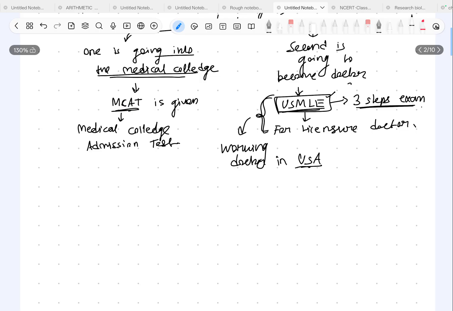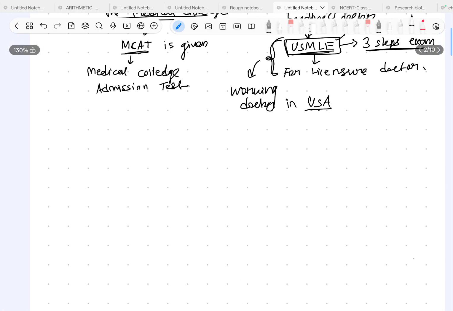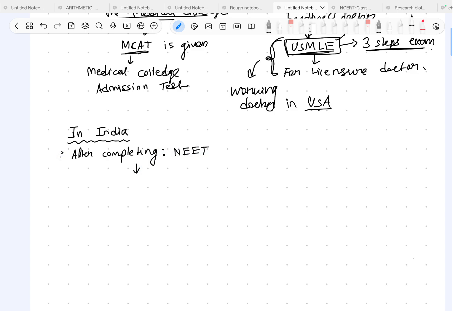So the two possibilities you can make: you are in India, after completing the NEET. After completing the NEET, this is the first case.